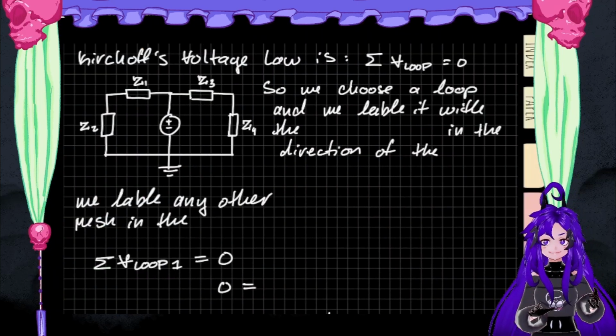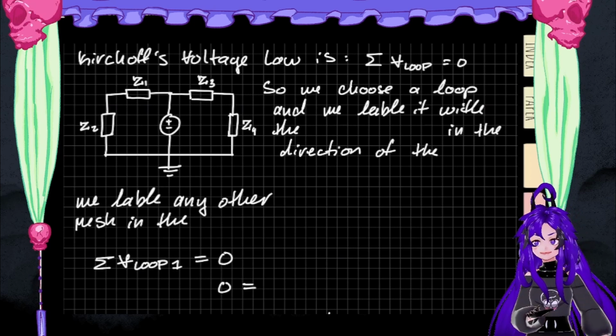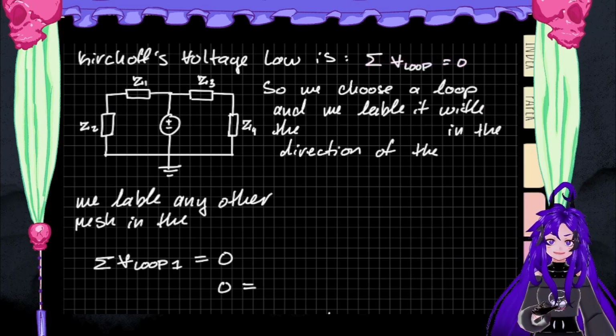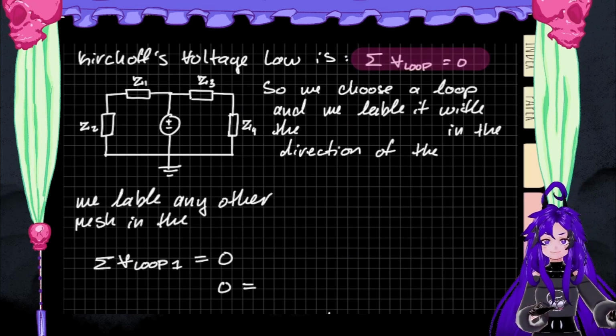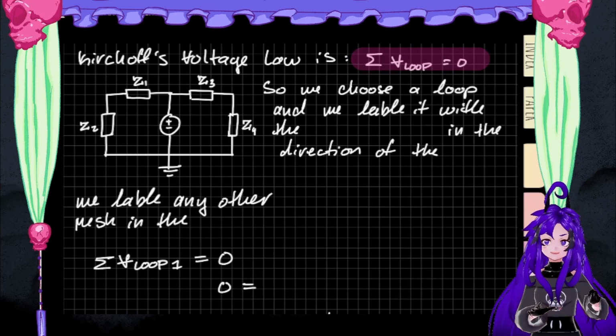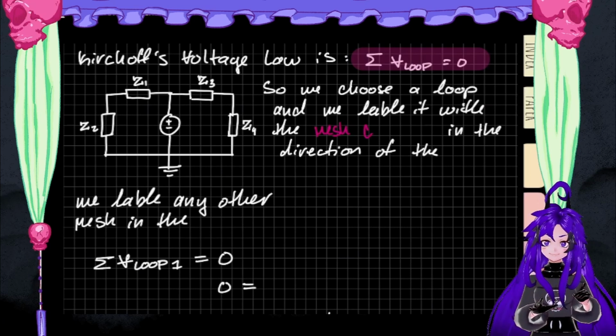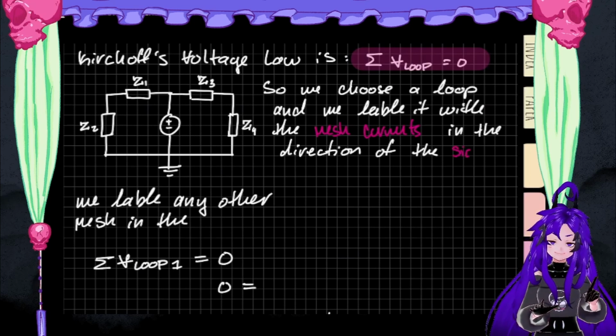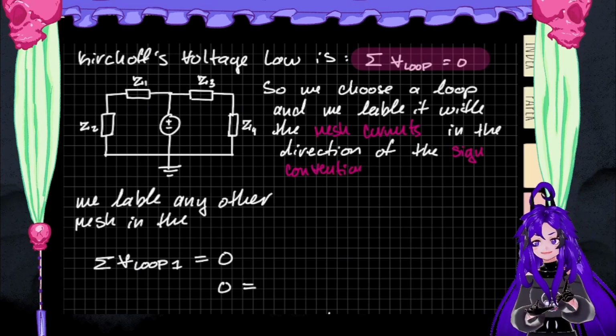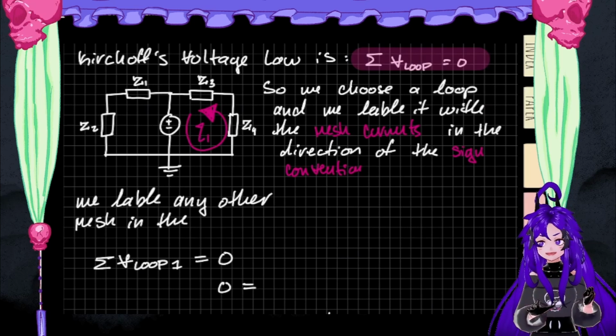So if we're going to apply Kirchhoff's voltage law, we remember that the law is, let's make that bigger. There we go. The law is the sum of voltage around the loop equals 0. So we need to choose a loop, and then we need to label it with the mesh currents, in the direction of our sign convention. So I'm going to pick this one, because it lets me use the counterclockwise direction and still follow our sign convention. And I'm going to label it I1.